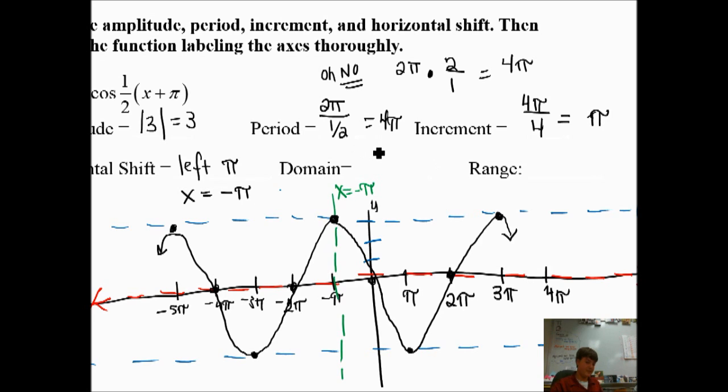So domain is, since once again the graph is going to be hitting all the x's, x such that x is equal to all reals. And y is greater than or equal to negative 3 and less than or equal to 3. And boom, there you have it. That's all you need. That's it. Okay, there's our video.